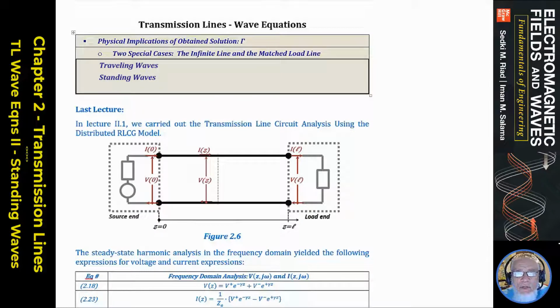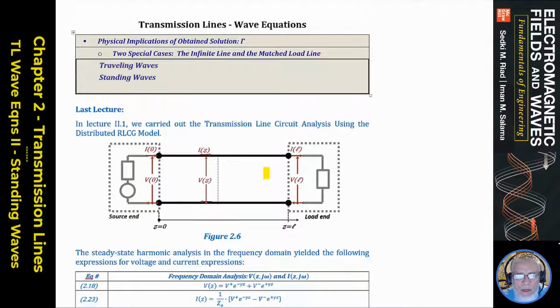Hello, this is lecture 3 of chapter 2, continuing the transmission line analysis. Basically, in the last lecture, we spoke about the physical insight of the solution that we achieved in the previous lecture. So we talked about how V of z and I of z change with position.